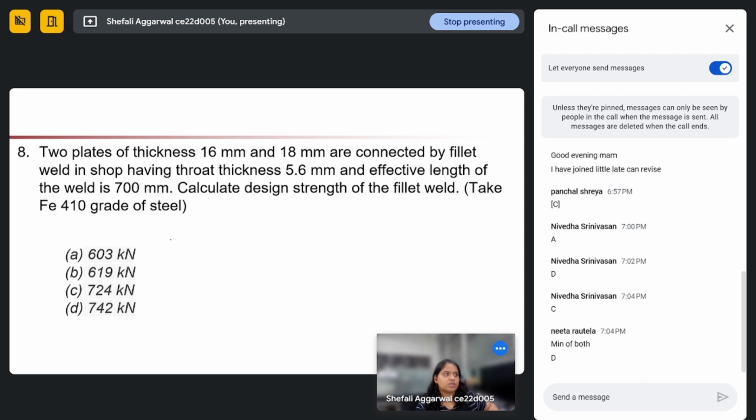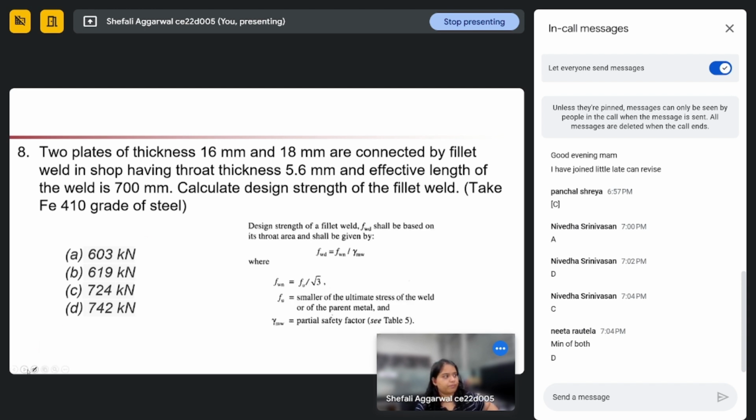Next question is two plates of thickness 16 mm and 18 mm are connected by fillet weld in shop having throat thickness of 5.6 mm and effective length of weld is 700 mm. Calculate design strength of the fillet weld. So this is the formula. If you want, you can take 2 minutes and try this out.